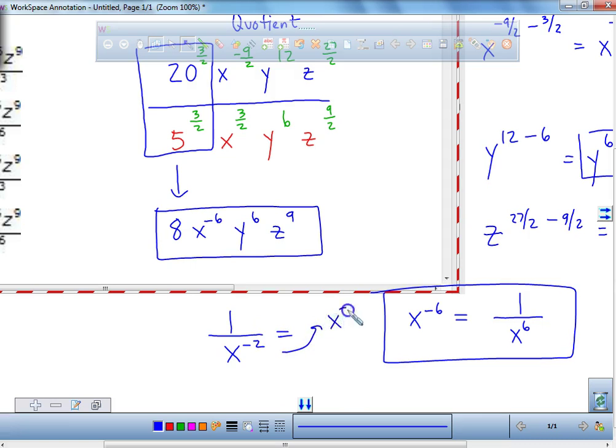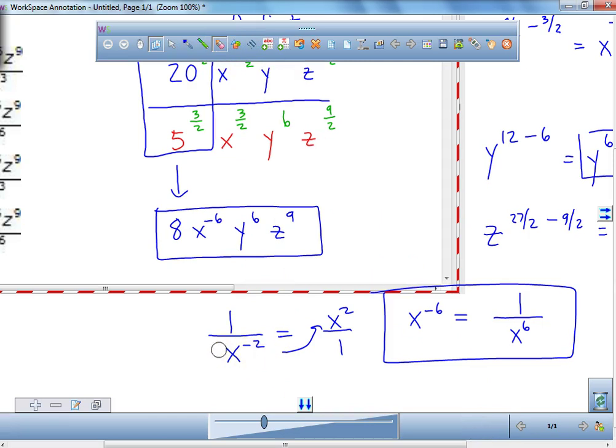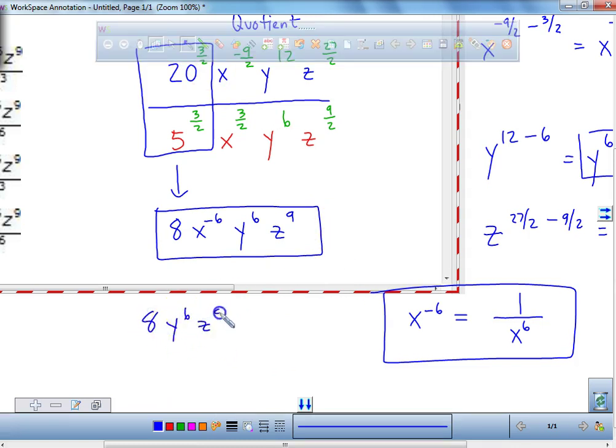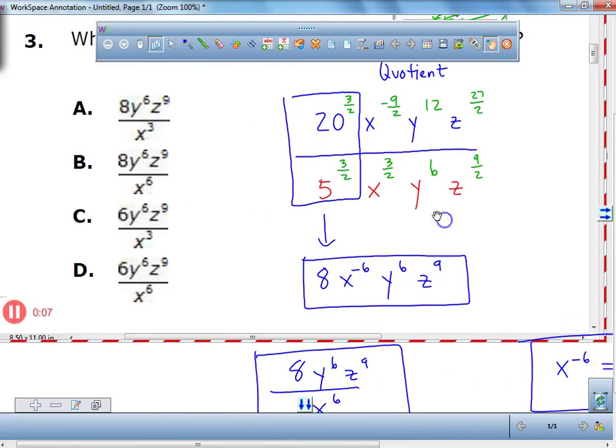Shift it up into the numerator, okay? Now that's just an example, that's not a part of the problem. So, you're right, the final answer is 8 y to the 6, z to the 9, over x to the 6. And why is the x to the power of 6 in the bottom? Because it was a negative and we had to move it down to make it a positive. That's why the answer is B.